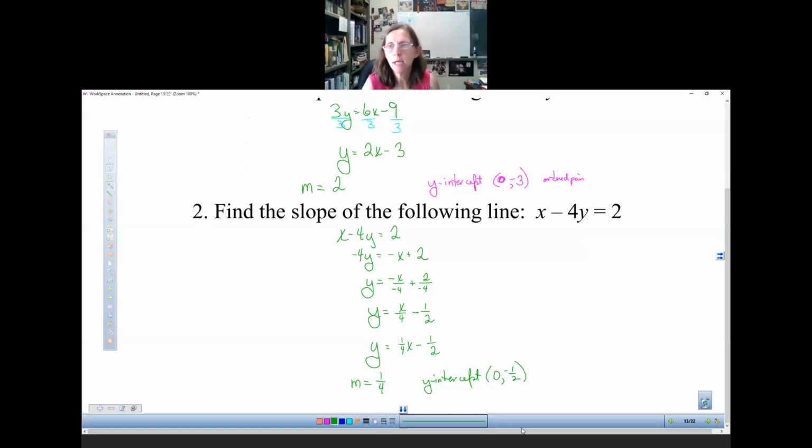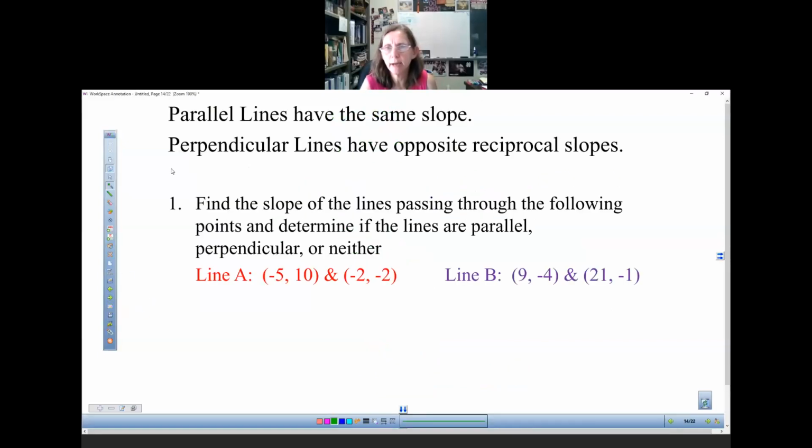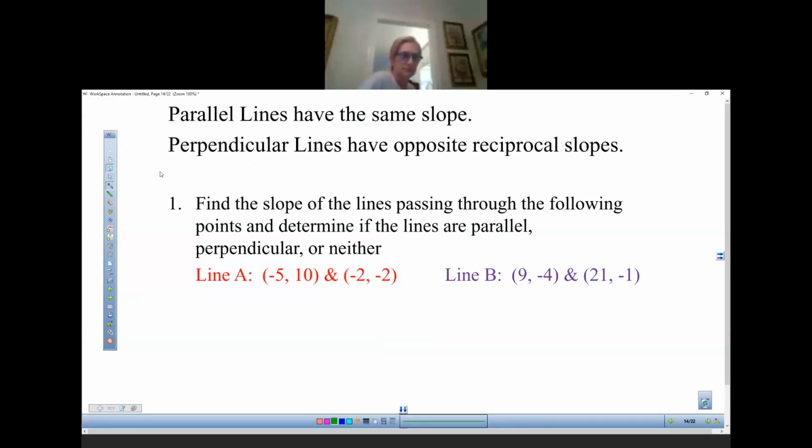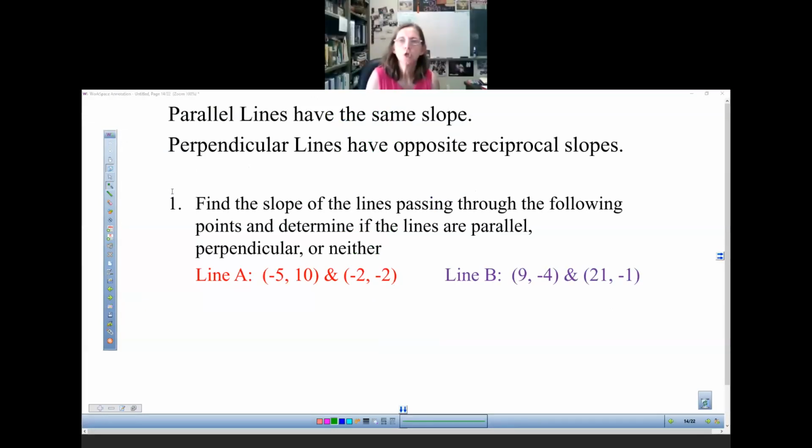All right. Let's see what other kind of fun stuff we can do. When you talk about lines, you can talk about relationships between two lines. The two most common relationships between two lines are that they can be parallel to each other, or they can be perpendicular to each other. Physically, I want to talk about what that means, and then we'll talk about what it means algebraically.